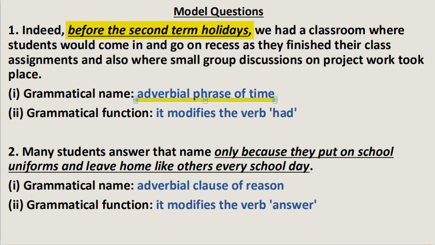It does not even contain any verb. It does not contain a subject and its predicate. So it is a phrase. It modifies the verb had. We had a classroom. If you ask, when did they have the classroom? You will say before the second term holidays. So adverbial phrase of time, that is the name. It modifies the verb had, that is the grammatical function. Let's come to number 2.